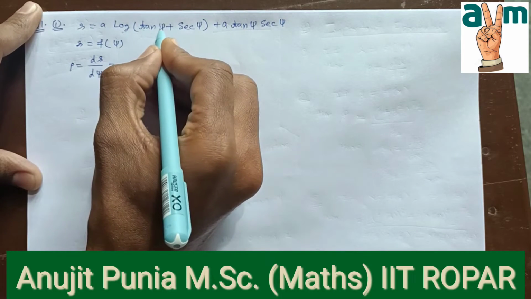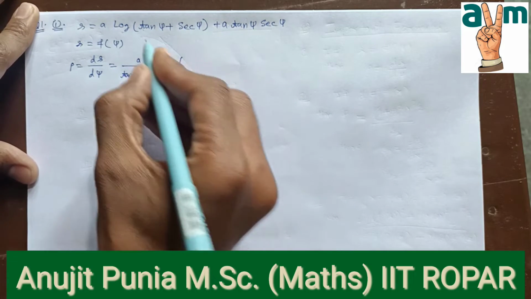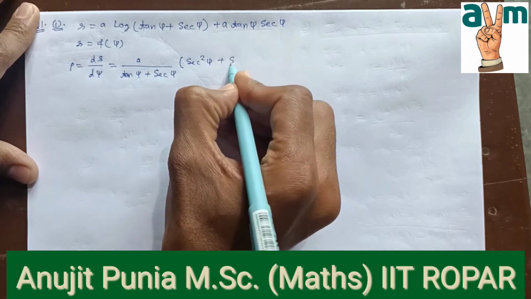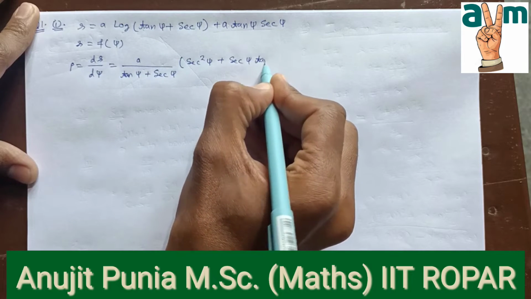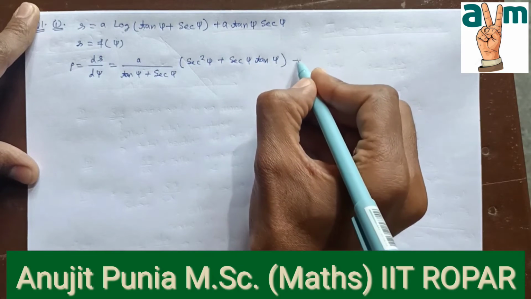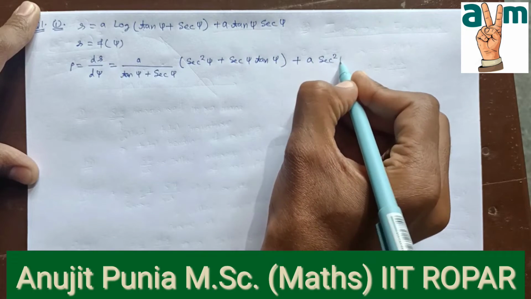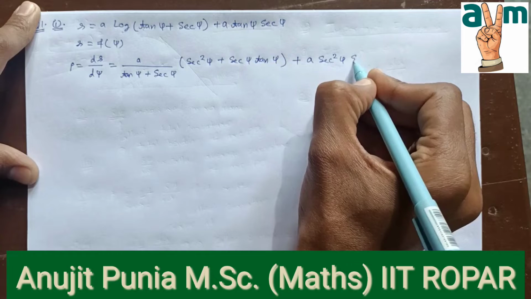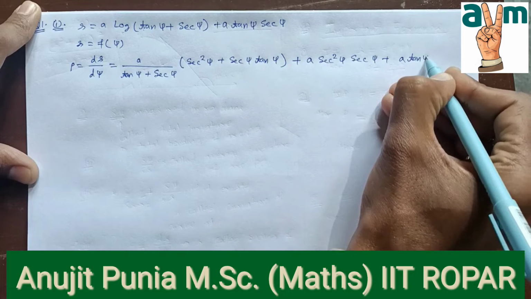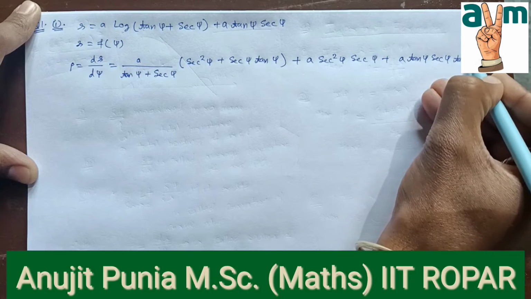Now the derivative of tan psi is secant square psi, plus the derivative of secant psi, which is secant psi tan psi. Now we will take the derivative of this thing. A, the derivative of tan psi is secant square psi, and secant psi is as it is, plus a tan psi is as it is, and the derivative of secant psi is secant psi tan psi.